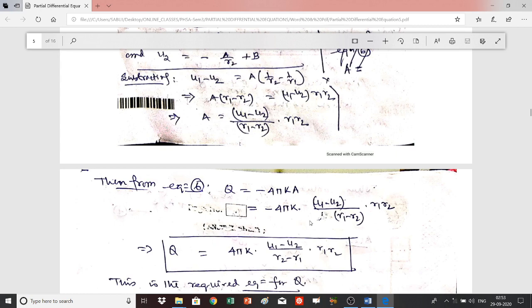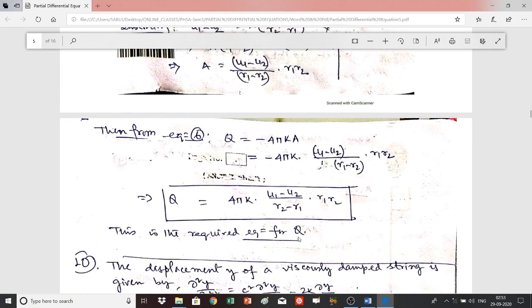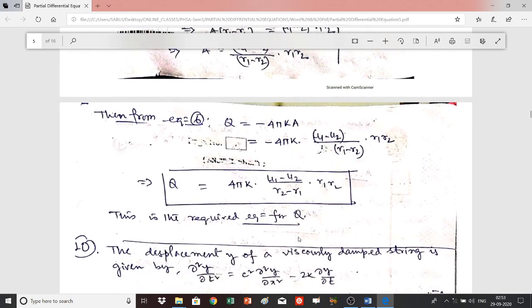Okay, and this can further be written as q is equal to 4 pi k (u1 minus u2). Since the negative sign is there, this can be written as (R2 minus R1), and then here (R1 minus R2). This is the required equation for Q. That was what had to be proved in this problem.